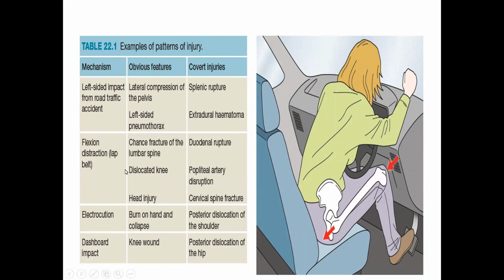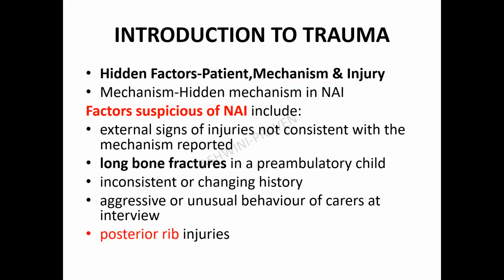So for example, in a dislocated knee, the impact would be transmitted to the popliteal artery, disrupting the popliteal artery totally and causing hemorrhage. In the same way, in electrocution, there will be a small burnt wound on the hand and the patient may have collapsed. But an easily missed injury is the posterior dislocation of the shoulder. So these things are very important because covert injuries should always be looked out for.